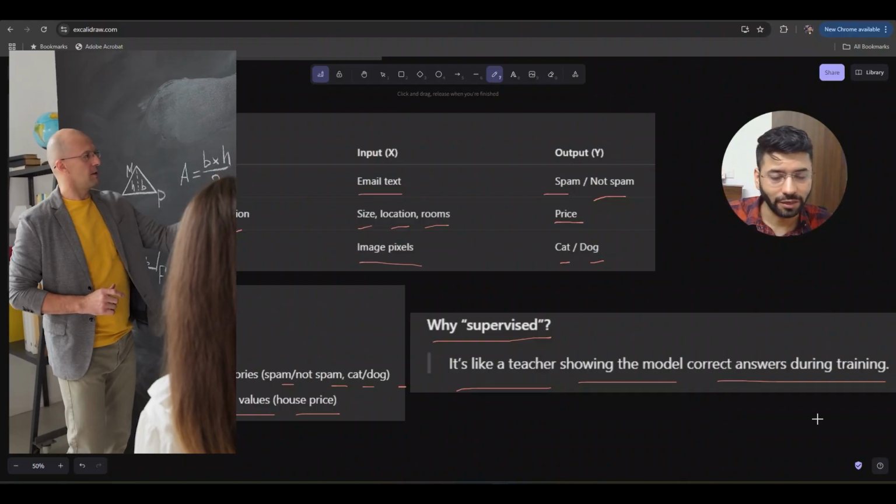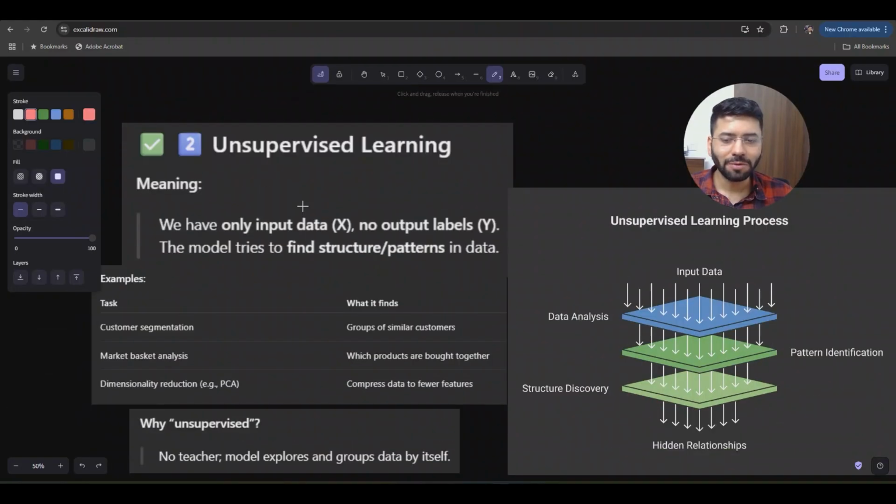So you are basically training it. Now let's talk about the second type, which is unsupervised learning. The meaning is that we only have the input data X, no output labels Y. So the model tries to find structure or patterns in the data.